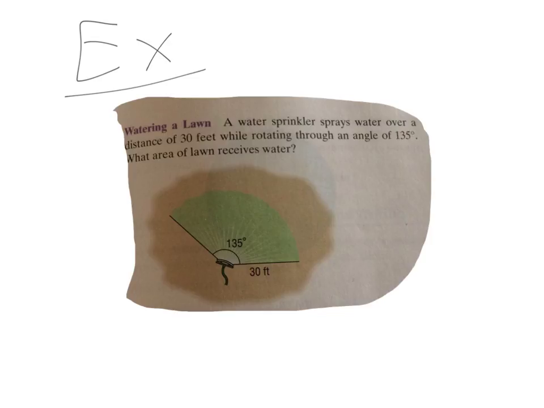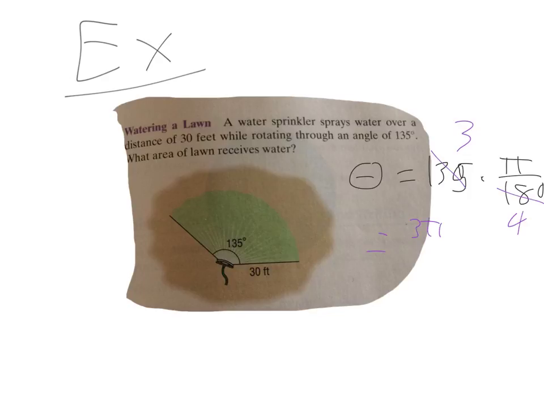Here's another example. A water sprinkler sprays water over a distance of 30 feet while rotating through an angle of 135 degrees. What area of lawn receives water? Alright, you need to change the angle of 135 degrees into radians. Multiply it by pi over 180. Both of them reduce by 45. If you divide 135 by 45, you get 3. Divide 180 by 45, you get 4. So our angle would be 3 pi over 4 radians.